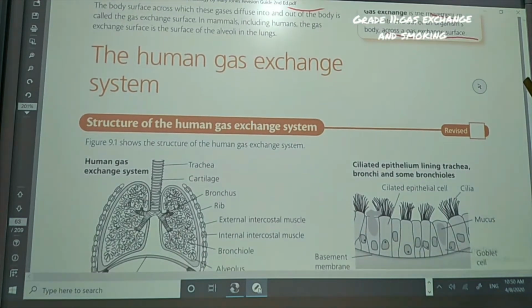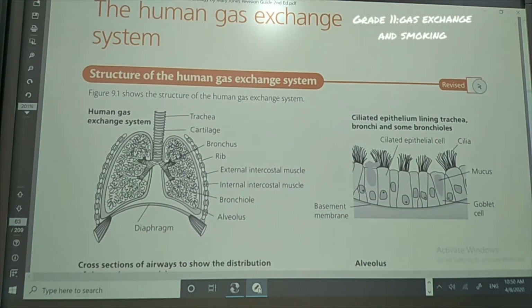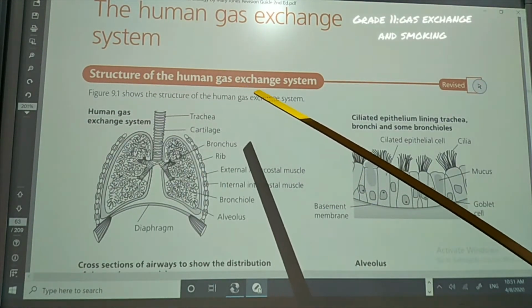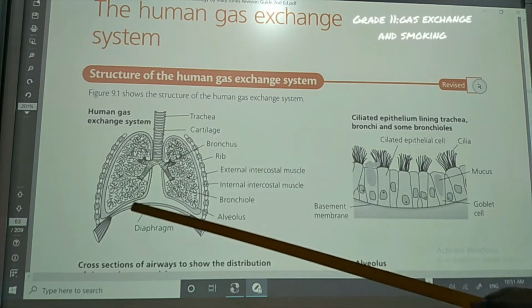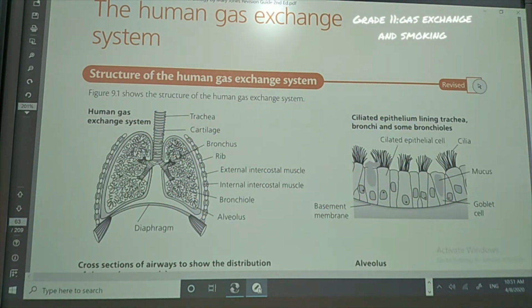So let's look at the human gas exchange system. We have established the fact that plants respire and animals also respire. So the exchange of these gases, how these gases go in and out, is what we mean by gas exchange. Okay. So look at this. The structure of the gas exchange system. So this diagram shows the structure of the gas exchange system. We are going to be looking closely into this diagram.